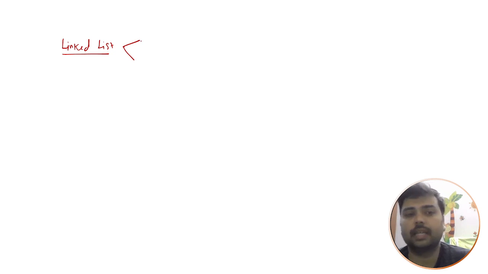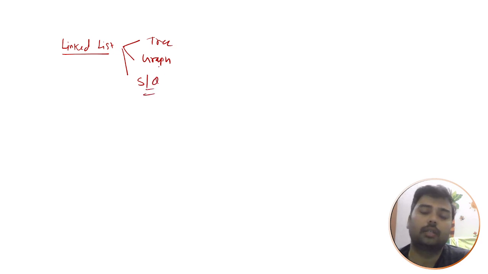So a linked list is basically used for a tree type structure, graph type structure, or we can also use it for stack and queue. These are some applications where we can use the linked list.